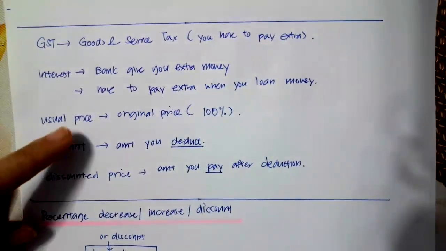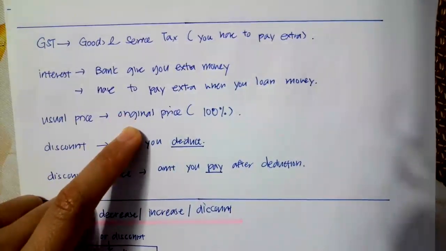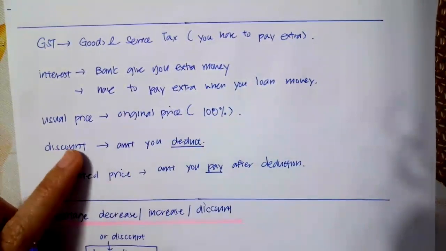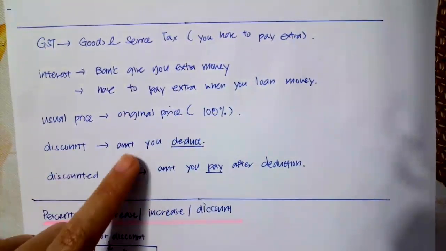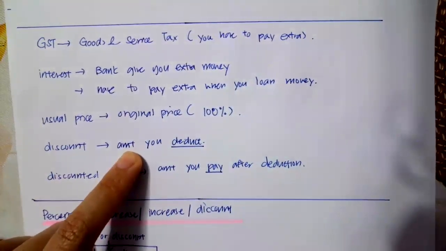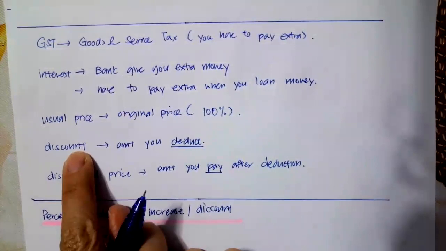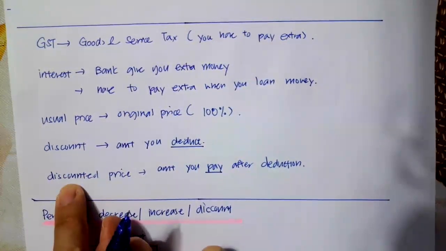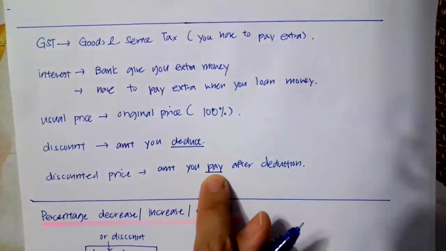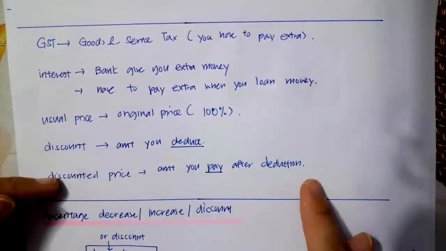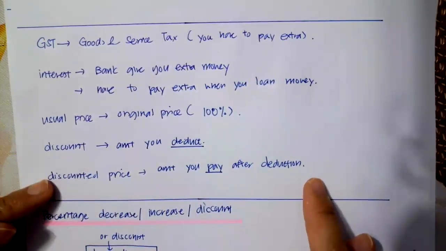Now, if you see the words usual price, it means the original price, and usual price, original price is always 100%. Okay, next, discount is the amount you deduct. So if I tell you there's a 10% discount, then this discount is the 10% there. Okay, the discounted price is the amount you pay after deduction. So don't confuse these two things. Okay, discount, discounted price.